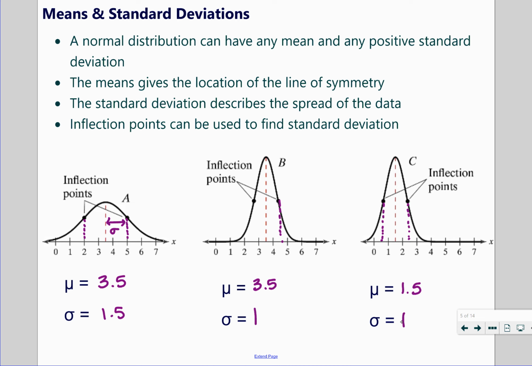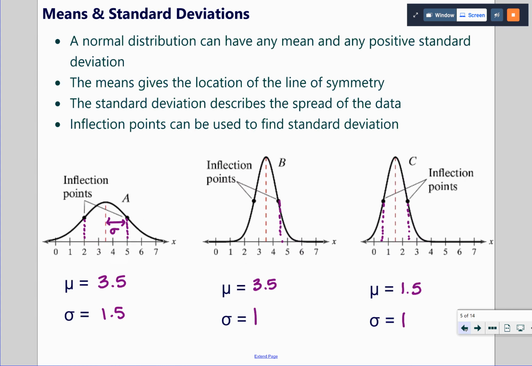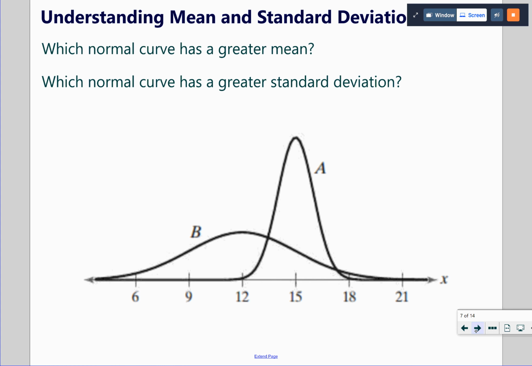Okay. All right. Let's look at this picture. Oops, did I skip one? Maybe? No, I want this one first. Okay. Which of these normal curves has a greater mean? Can you tell me? Which of these normal curves has a greater mean? Okay, perfect. Okay, so when we talk about greater mean, we talk about like the top of our hill, that line of symmetry. Which one has a greater standard deviation?